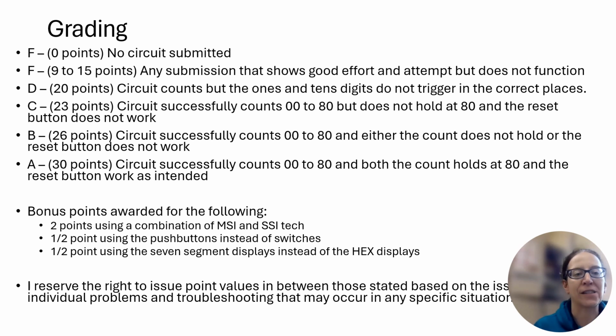Now, to pass, minimum passing, that's 20 points. That's actually like a 66, I think, 20 points out of the 30. Your circuit counts, but the ones and tens digits do not trigger in the correct places. So you're pushing your button or flipping your switch and it's counting sort of, but it's not. Like when you get to 0, 1, 2, 3, 4, 5, 6, 7, 8, 9, it should trigger the next one to go from 0 to 1, and it's not.